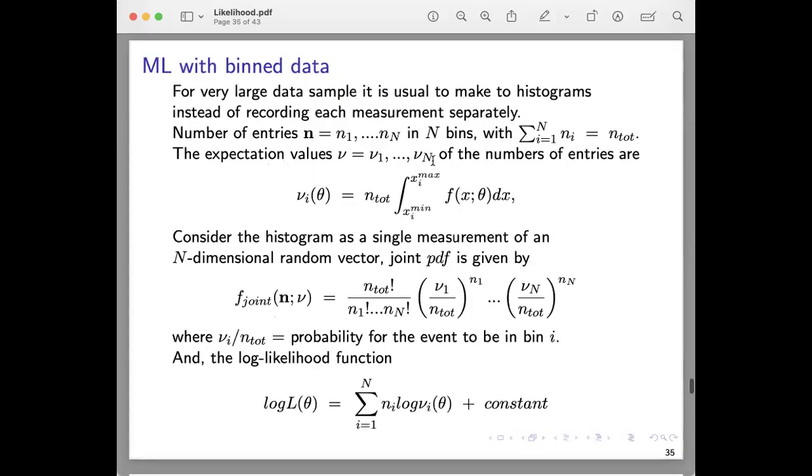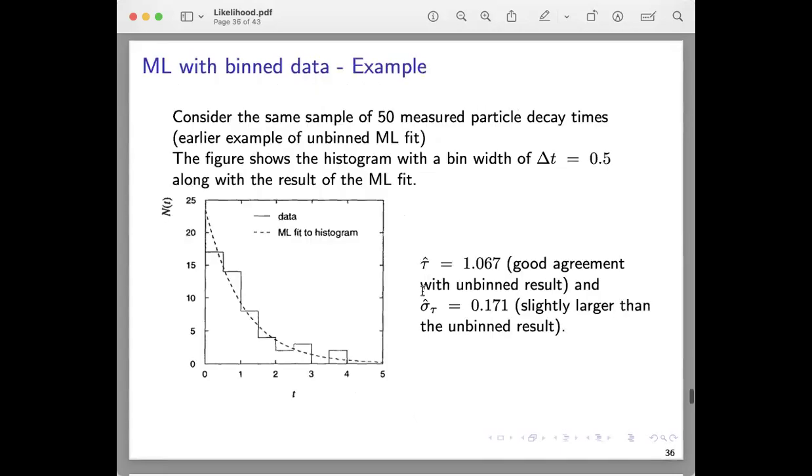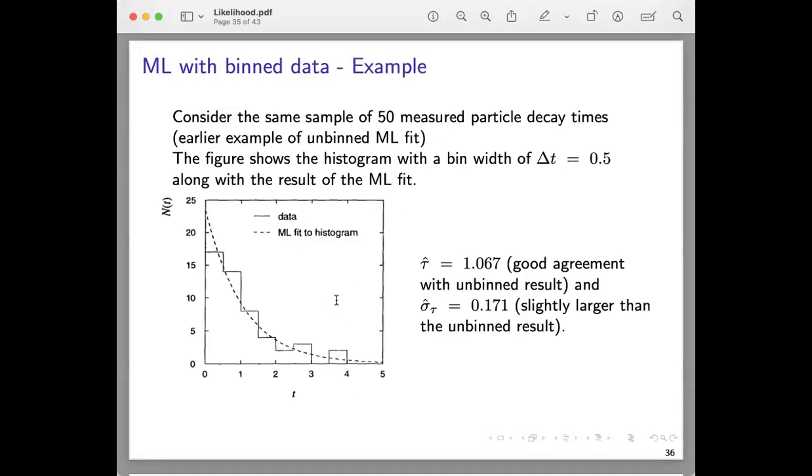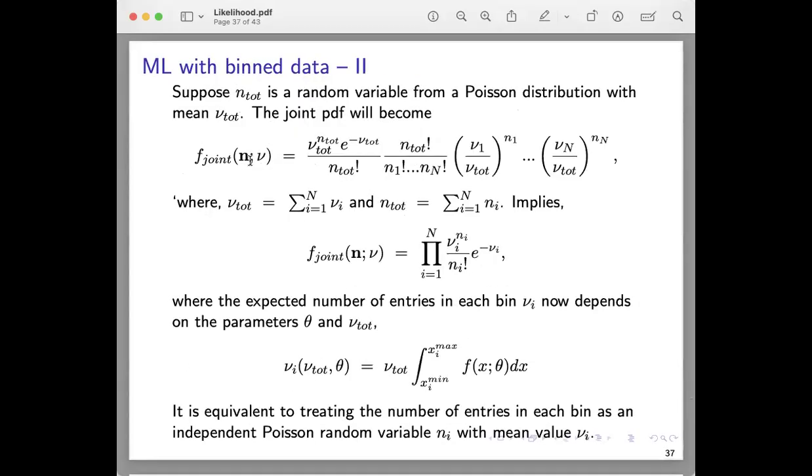So here we only used the multinomial distribution. Now we multiply to this an additional Poisson distribution. Now if you do that, you can rearrange these terms, and you will see that this is simply a product of the Poisson probabilities for the individual bins.